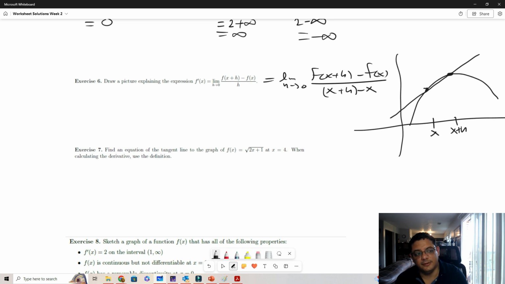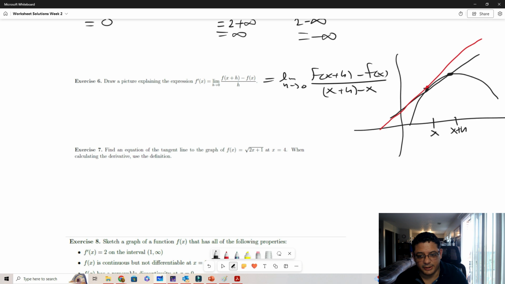This is the slope of the secant line, and so when you make h go to 0, then you're getting closer and closer to x. When h goes to 0, x plus h is so close to x that there's no difference. And so the secant line becomes a tangent line. And this is what explains this expression here. And of course, the slope of the tangent line ends up becoming the derivative.